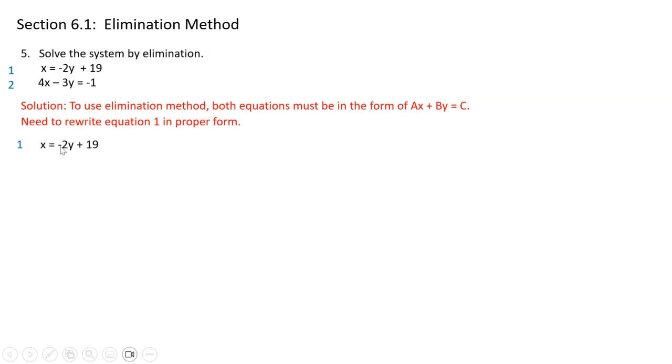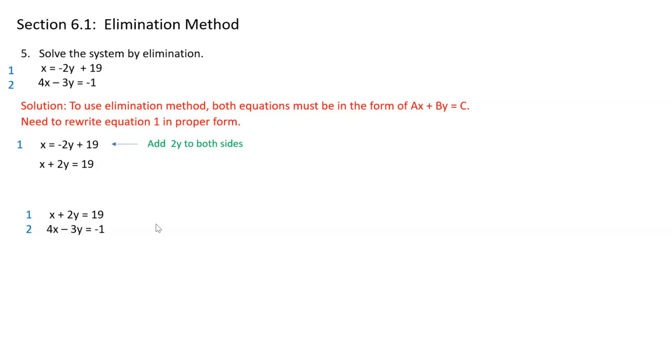Therefore, I'm gonna add 2y to both sides. So we have x plus 2y equals 19. Now it's in proper form, right? So we rewrote equation number 1 in proper form, and we keep equation number 2. Now solving by the elimination method, you're gonna have to cancel either the x's or the y's. It doesn't matter. I mean, whatever you think is easier for you.